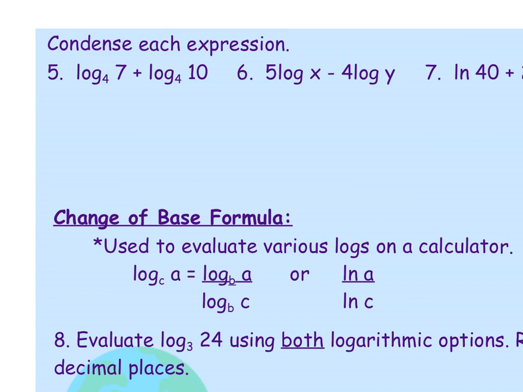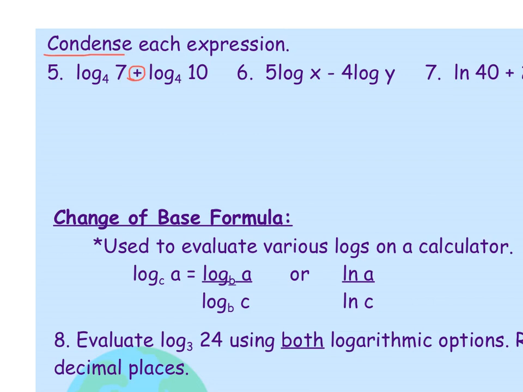When asked to condense, the plan is going to be to only have one log or ln term in your final answer. So you're going to have to use those properties, but kind of backwards. So here's what I mean. An example in question 5, log base 4 of 7 plus log base 4 of 10. So this is expanded with that addition. And if we work backwards, that means it was originally a product. So this is the product property, but backwards.